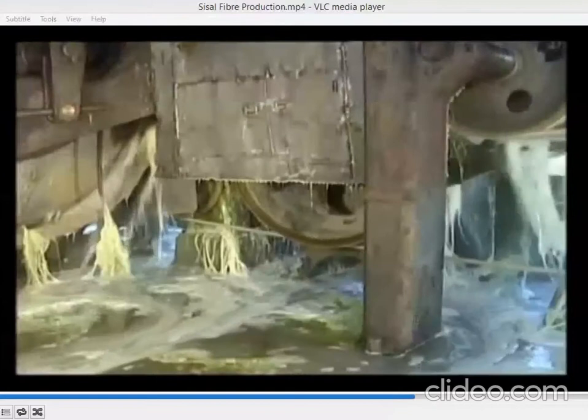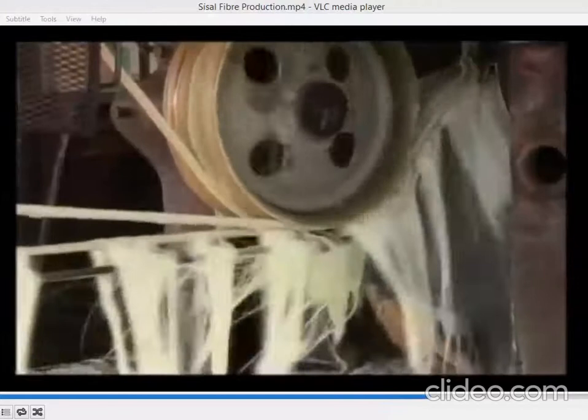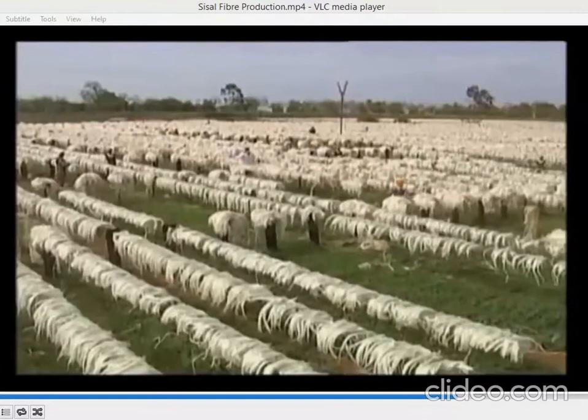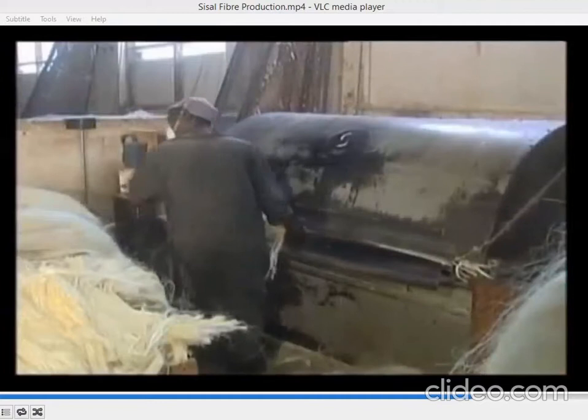Water is used in the decortication process in order to wash the fiber and to assist in the removal of leaf tissue. The wet fiber is then taken to drying grounds, where it is spread onto wires and left to dry for a period of 24 hours. When thoroughly dry, the fiber is taken to the brush room, where it is brushed to separate the individual fibers and prepare them for grading.